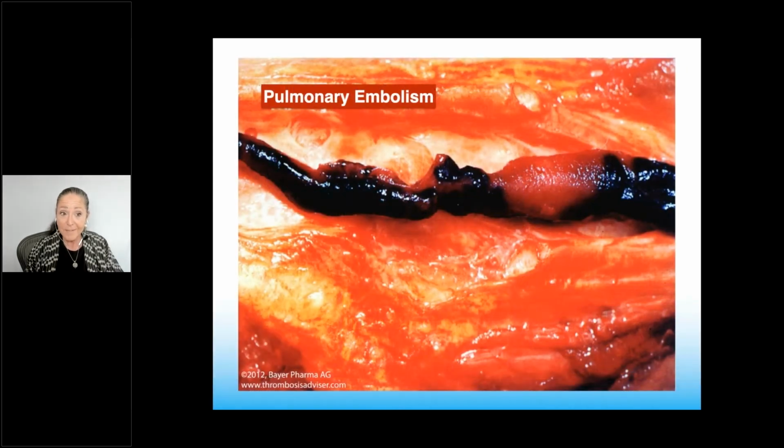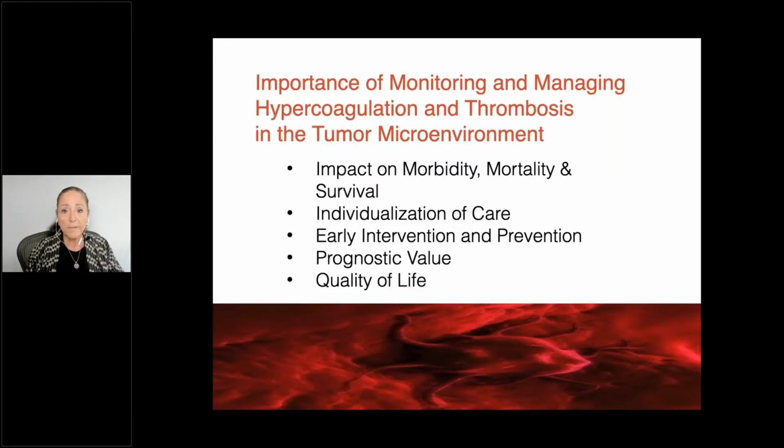And so this is what it looks like when your blood is too sticky and when you have a pulmonary embolism. And so you can see how that would obstruct normal circulation and cause a stroke or a heart attack, cut off blood supply. That's why it's so important. So we can really impact survival and morbidity and mortality. We can individualize care, and we can really improve prognosis and quality of life.